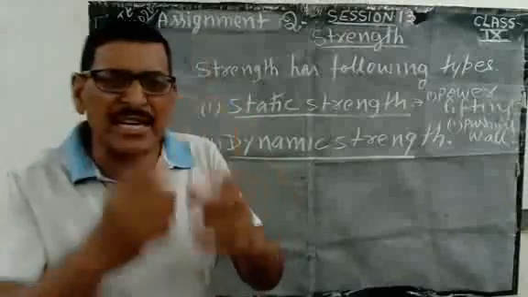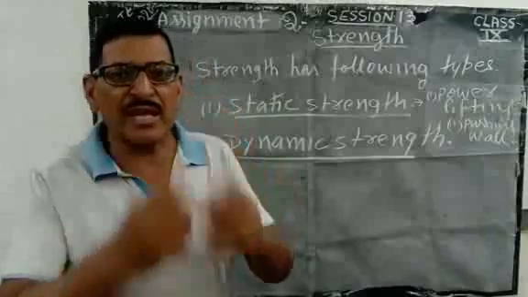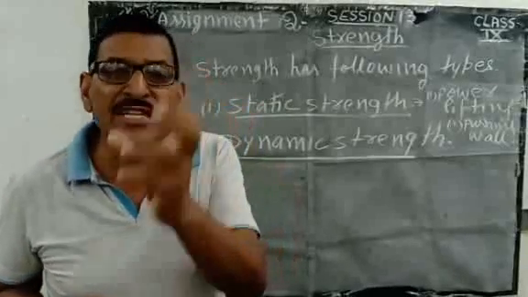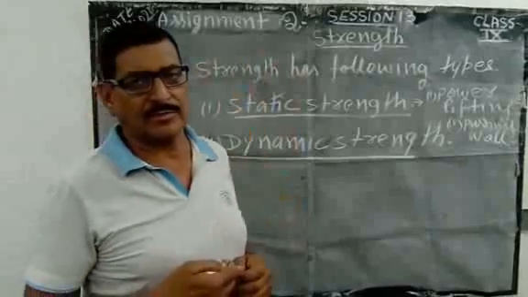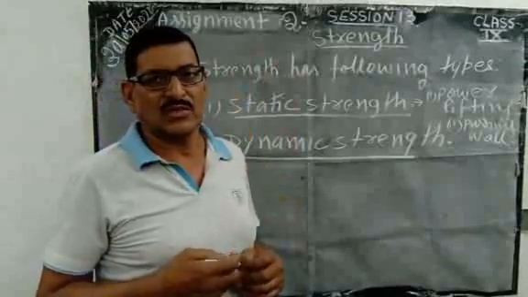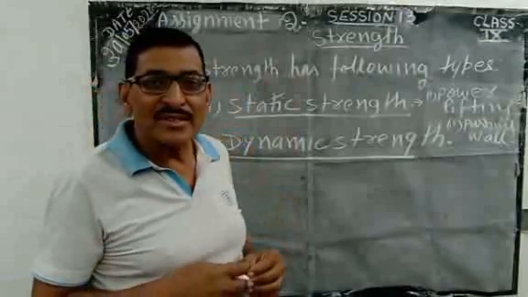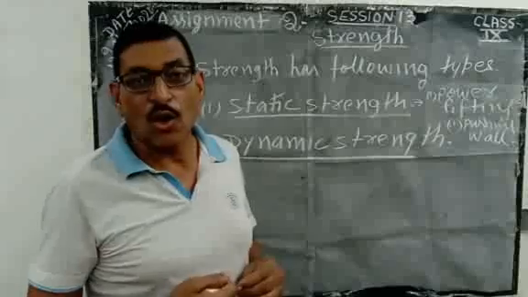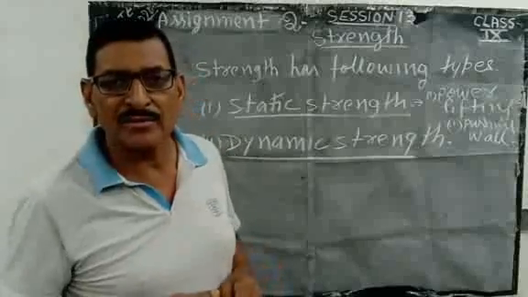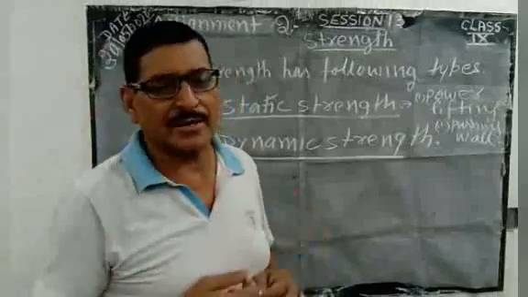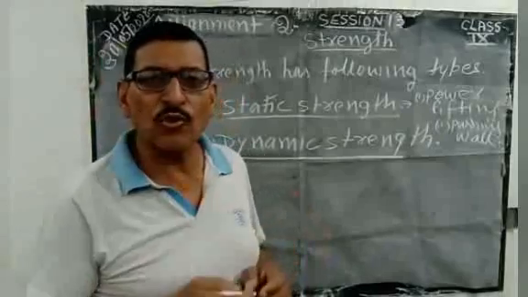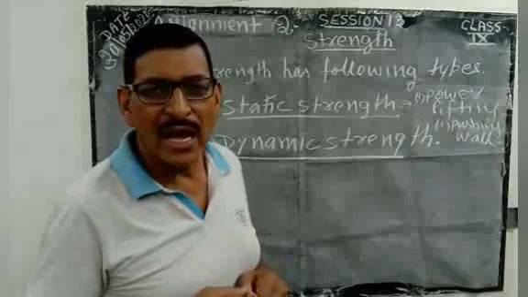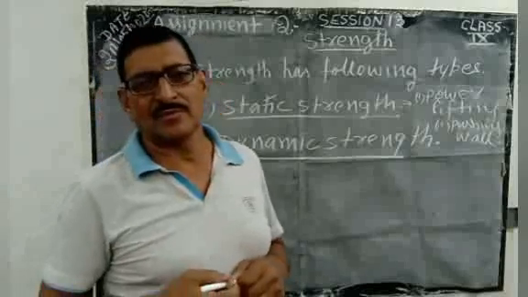It is the ability of a muscle to act against resistance from a single or one position. It can be measured by a dynamometer. Example, power lifting and wall pushing.